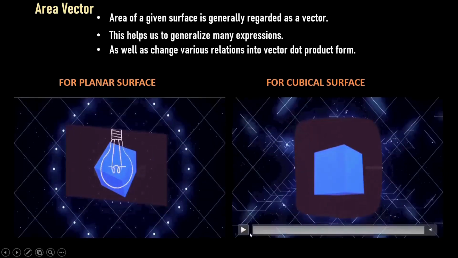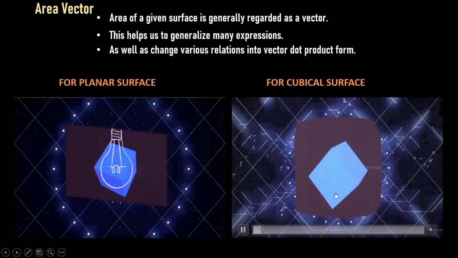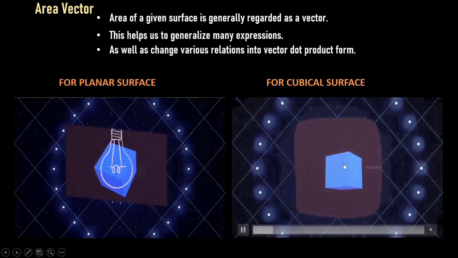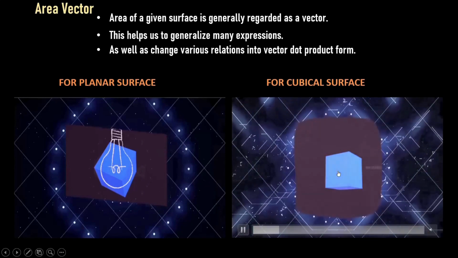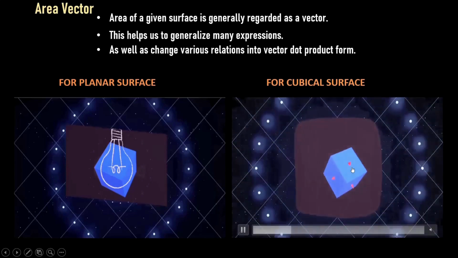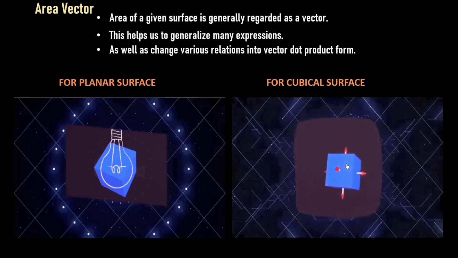Next, for a cubical surface. Now for a cubical surface, how we can represent? See, this is a cubical surface. It is having 6 planar surfaces, 6 faces. Each face is a planar or a scalar surface having the area equal in magnitude. But how to represent them as an area vector? Each face will have a normal vector pointing in an outward direction.